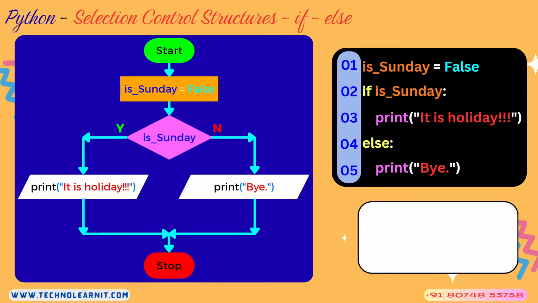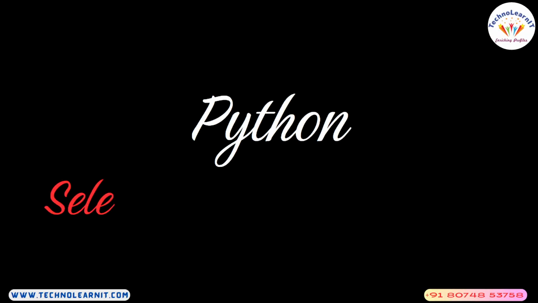All right. So the output here would be what? Now the value of the variable is false. The condition becomes false. Hence, if body should not be executed. If body is skipped, else body is executed. And the output would be by. That's it. All right.